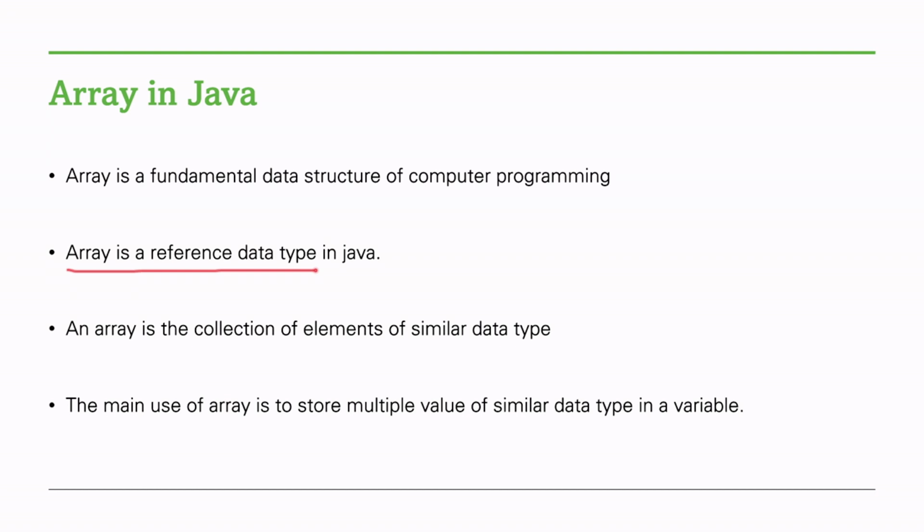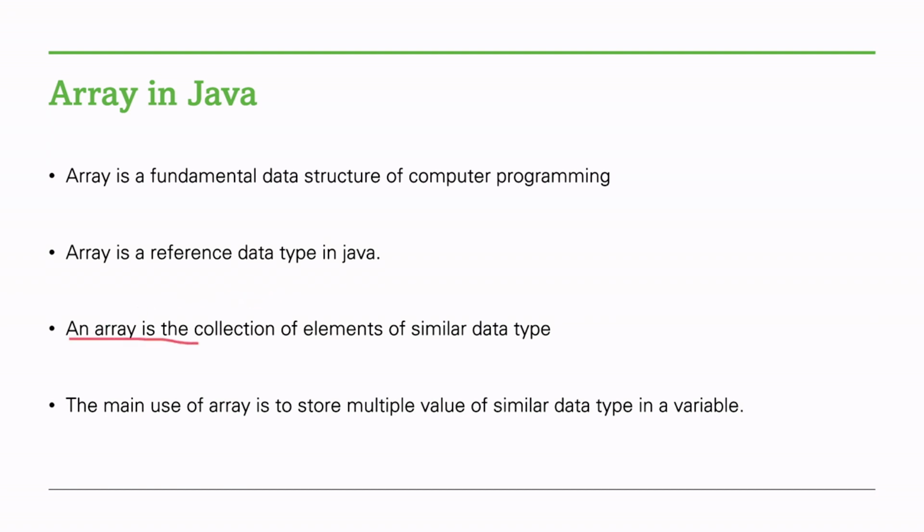Reference data type means the variable of the array does not store the data like the primitive one. It stores the reference of where this array is stored. I will cover how this is done in the next slide.